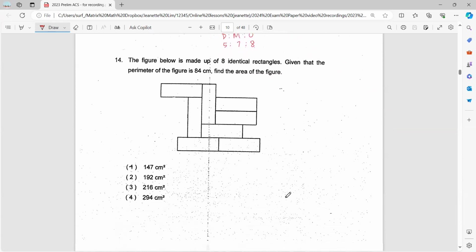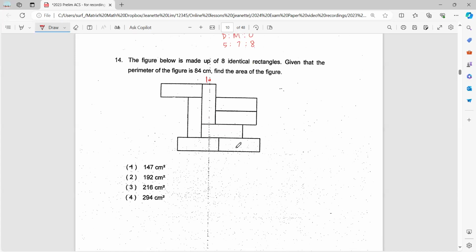Question 4. Figure below is made up of 8 identical rectangles. Given that the perimeter of the figure is 84, find the area of this figure. So let's figure out what is 84 cm, the perimeter. Let's say this is 1 unit. The breadth of the rectangle is 1 unit. What about the length?